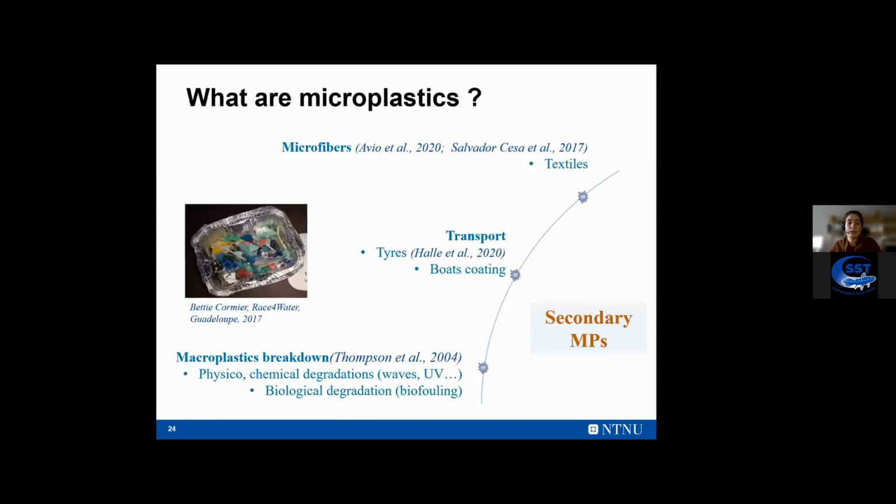And last but not least, the microplastic breakdown. So through physical or chemical degradation and also biological degradation from a big piece of plastic, we can get down to micro and sometimes nanoparticles of plastic.